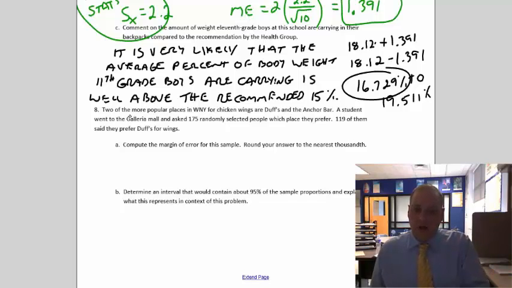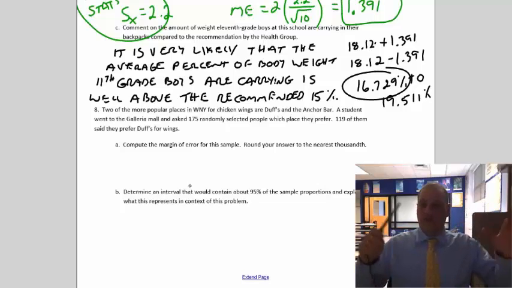All right, so two of the more popular places in Western New York for chicken wings are Duff's and the Anchor Bar. You may or may not know that. We have Duff's in Niagara Falls. We don't have Anchor Bar, but you may have heard of it. It's a popular place in Buffalo for wings. A student went to the Galleria Mall, which is centrally located, and there's Anchor Bar and Duff's around that area, and asked 175 randomly selected people which place they prefer.